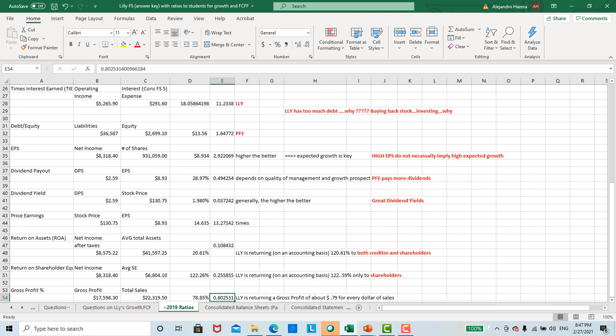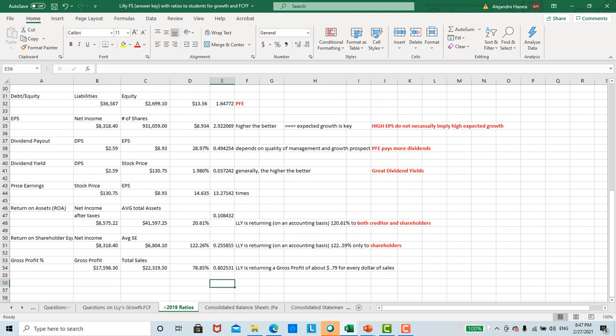Now we come to return on assets, return on shareholders' equity. Only a couple of people mentioned the return on assets. Okay, you got return on assets. Lilly is a little more profitable there, so I would say this one goes to Lilly. Lilly wins there.